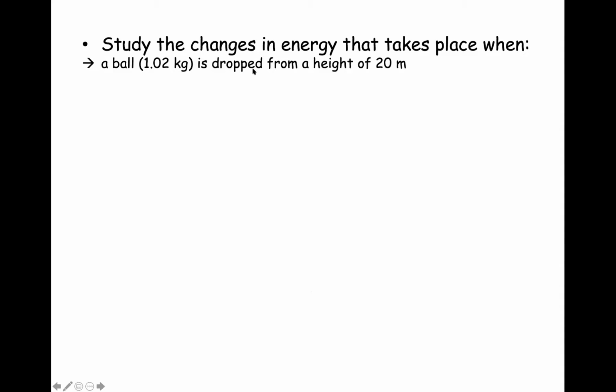I'm just going to draw on here. So up here, here's our height, 20 meters. If the ball is up here, we're going to have max EP, so max potential energy, and minimum kinetic energy. So at the beginning, before it's even dropped, it will have zero kinetic energy because it's not moving. All of that energy will be in the form of potential energy.